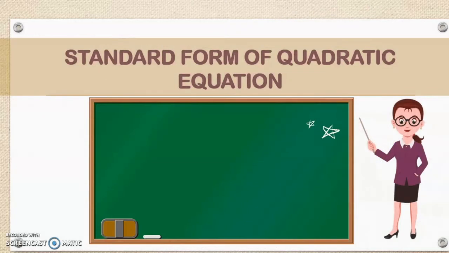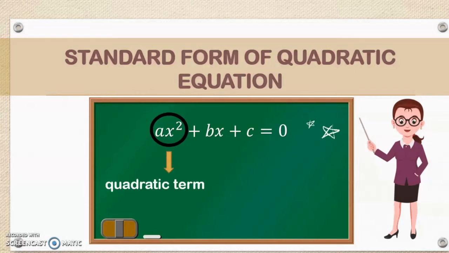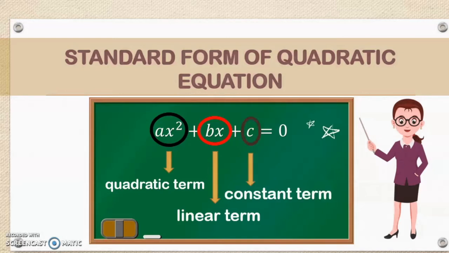The standard form of quadratic equation, ax squared plus bx plus c is equal to 0, has different parts. The first term is called the quadratic term, or leading term. The second term is the linear term, and the third term is the constant term.